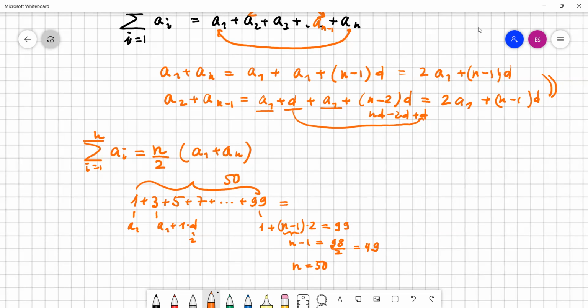So we use the formula, we get 50 terms divided by 2. And we have the first term and the last term here. The first term is 1 and the last term is 99. So we have 25 multiplied by 100, and we have 2,500. Okay, that's how we use the formula.